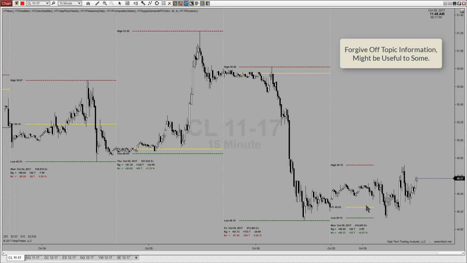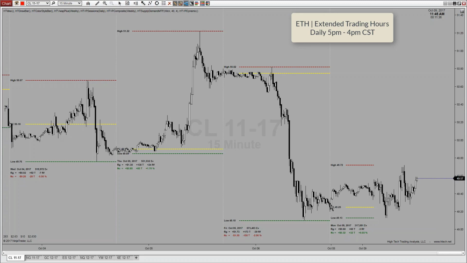But outside of that, this is the current day. This is Monday, October 9th. Our high, our low, and this is where we closed Friday and opened last night. So we're looking at an extended trading hours chart. It usually opens Sunday night for me, at 5 o'clock, and goes through Friday, 4 o'clock.